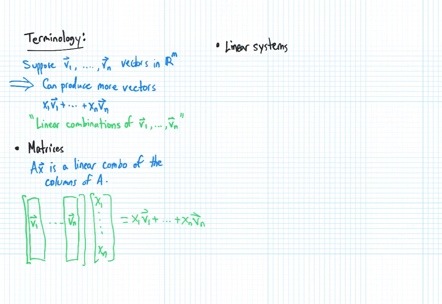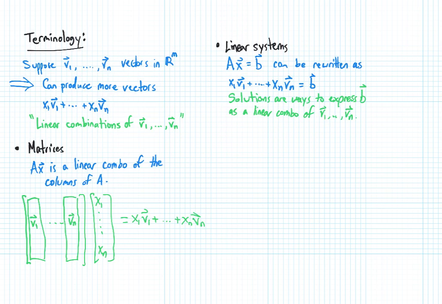So the next thing is linear systems, and we knew already that a linear system could be rewritten as a matrix equation, Ax equals b. And then based on what we just talked about, we know that Ax could be viewed as a linear combination of the columns of A. So this gives us a new way to think about linear systems: when we're solving an equation Ax equals b, we're trying to find all the different ways that you can express b as a linear combination of the columns of A.